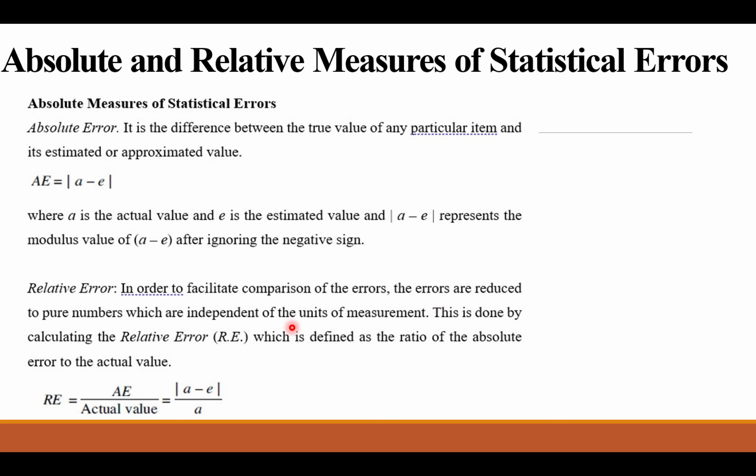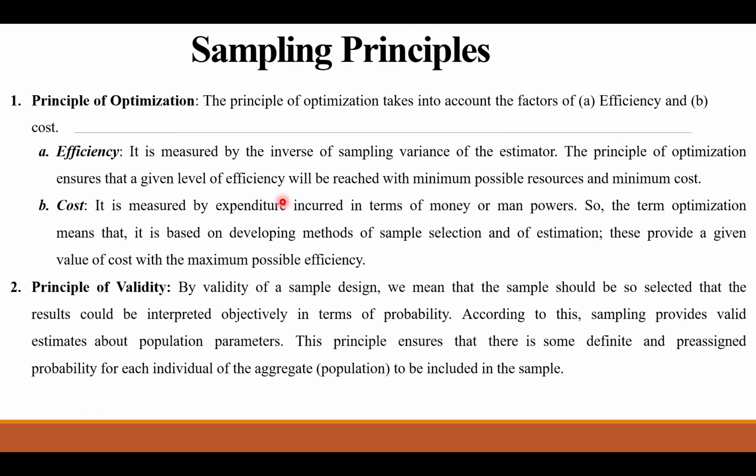What is relative error? Relative error is the error that is reduced to a pure number, independent of the units of measurement. This is done by calculating relative error, which is defined as the ratio of absolute error to the actual value. So relative error can be measured by the ratio of absolute error to the actual value: |A − E| divided by A.